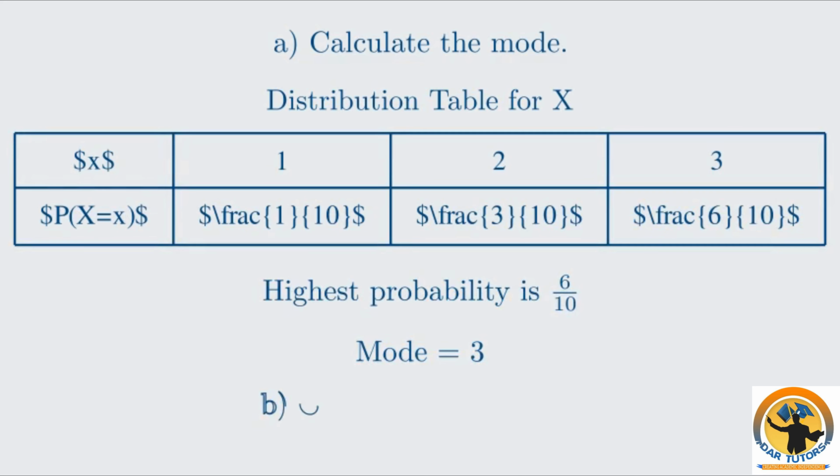Next, let's find the median. The median is the value x for which the cumulative probability is at least 0.5 for the first time. In other words, it's the middle value. We can find this by looking at the cumulative probabilities.